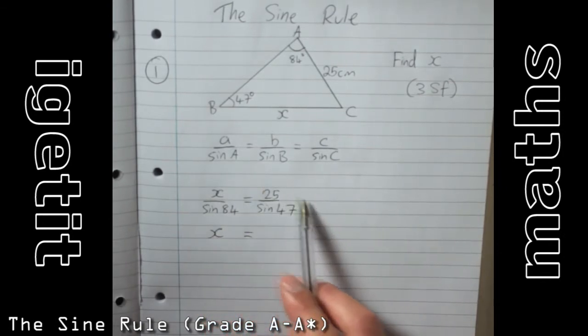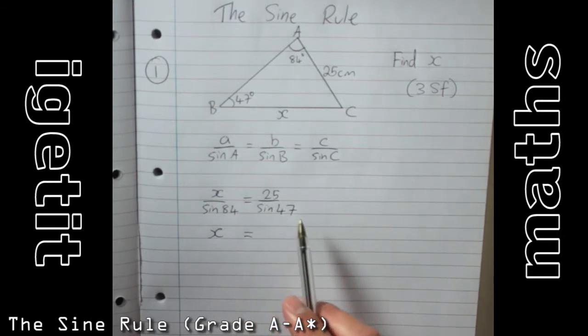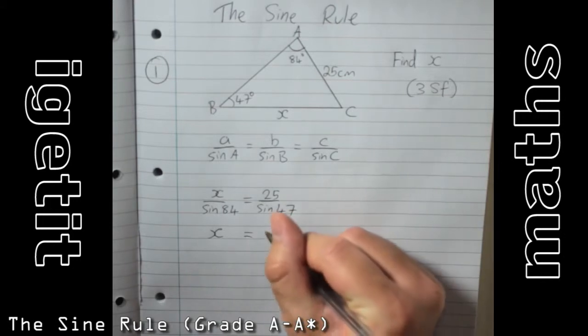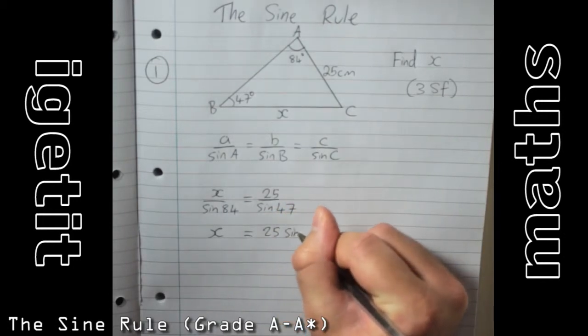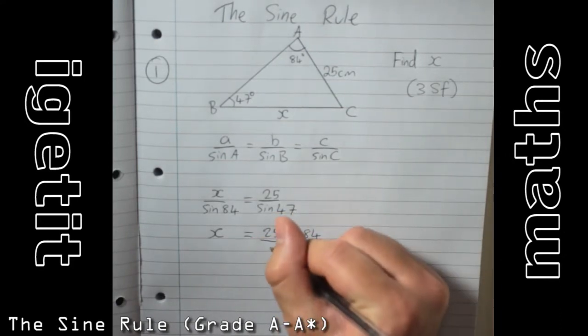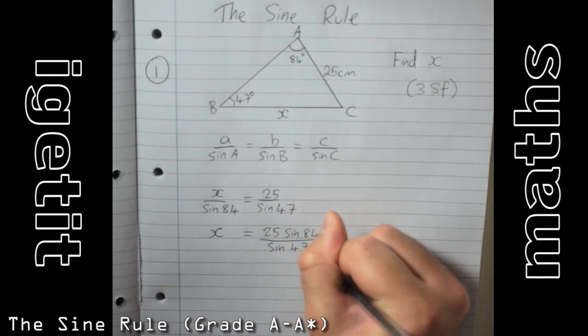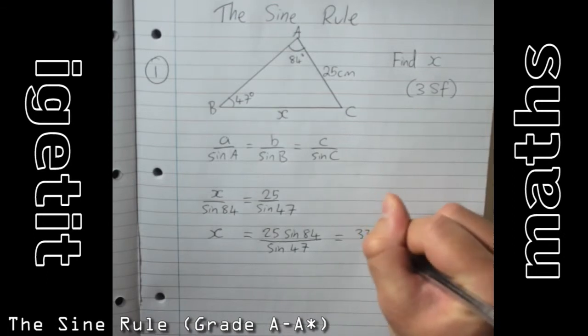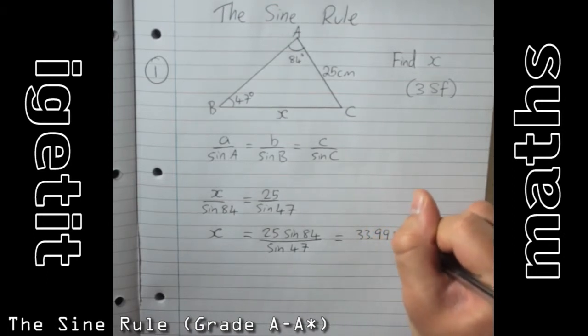So with a fraction, if you're going to multiply by sine 84, what will happen is it will go on top. So you end up with 25 sine 84 divided by the same thing as what it was divided by before, sine 47. Now if you work that out on your calculator by doing 25 sine 84, maybe press equals then divide by sine 47, you'll get an answer of 33.9959.